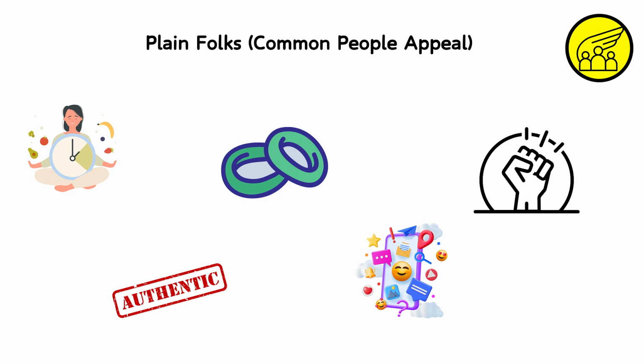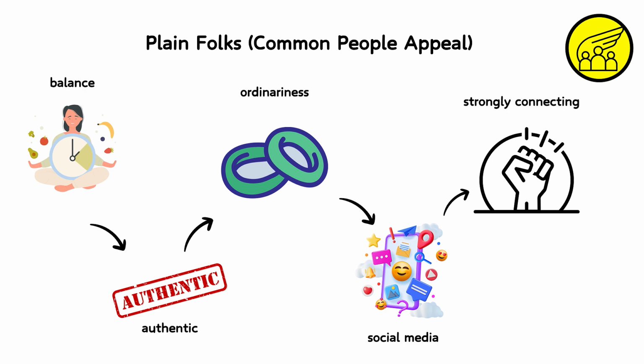Success in this technique requires careful balance, appearing authentic while deliberately crafting an image of ordinariness. Modern social media has made this more challenging but also more rewarding, as audiences can quickly detect and criticize perceived inauthenticity, while strongly connecting with content that feels genuine.